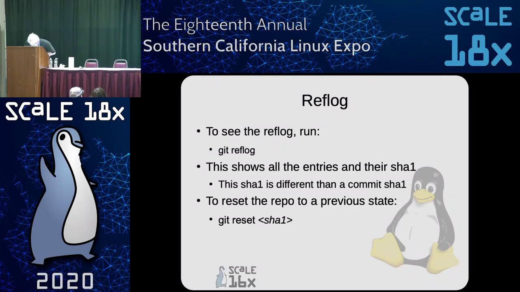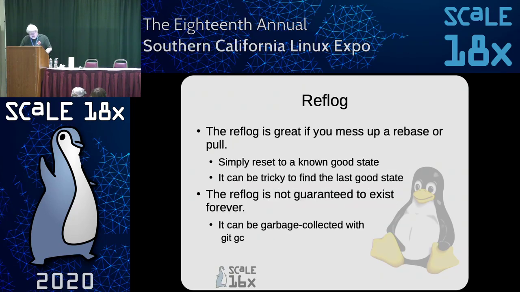And to reset a repository to a previous state, do git reset. The reflog is great if you mess up a rebase or a pull, just reset to a known good state. It can be kind of tricky to find the last good state. Just be careful, pay attention to the messages that Git gives you.